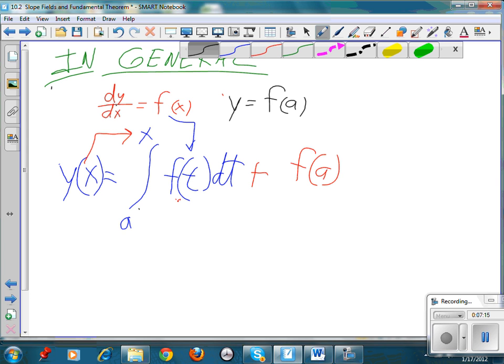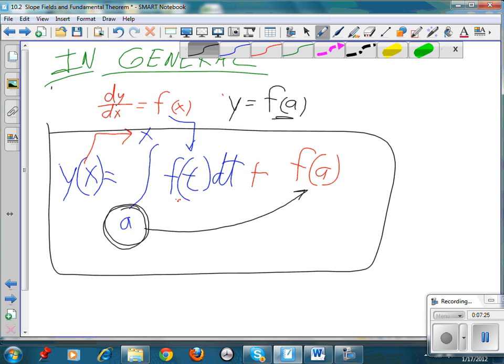Notice I start my integral where I know the function, and then I add it. In general, this is my solution and will always work. Okay, I'm going to try to find a problem. I'll put it up here. We'll work a homework problem.